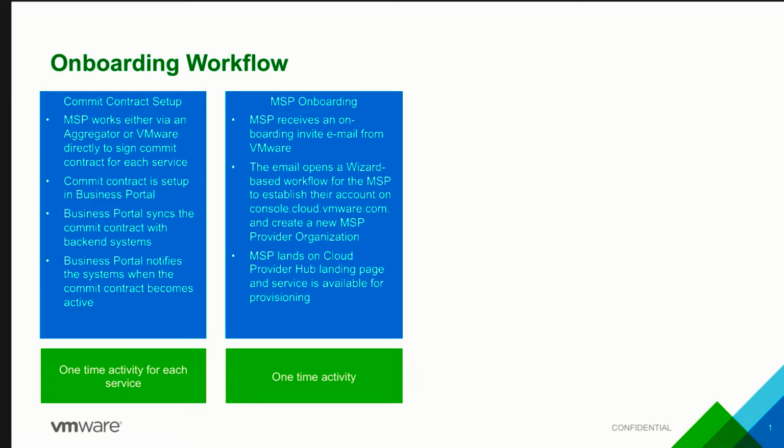This is a one-time activity for the provider for any number of services that he wants enabled in VMware Cloud Provider Hub. Only the first commit contract, when it becomes active, the provider organization onboarding workflow is followed. For any subsequent commit contracts which are signed and become active for the same provider, the service tile is automatically enabled when the commit contract becomes active, and provider does not need to do any additional step.